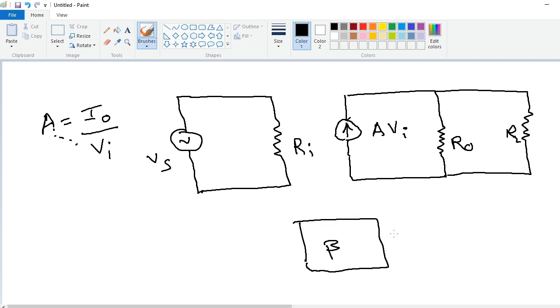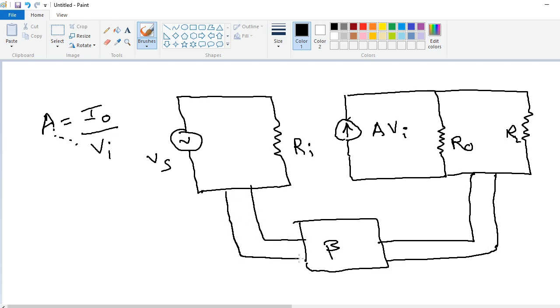On the output side, current sampling is used, that's why a series connection is required. And on the input side, series mixing, so here also a series connection is required. This is the basic equivalent circuit of a current series feedback amplifier.